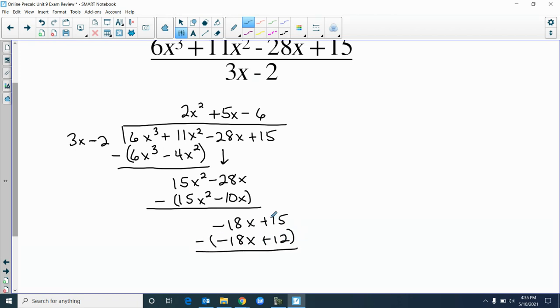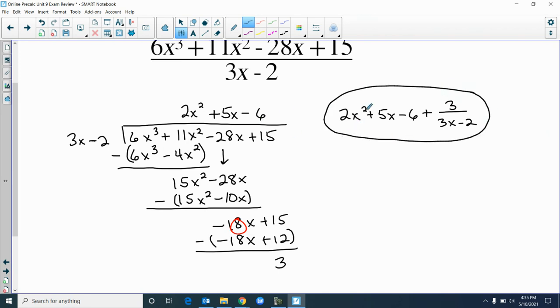Subtract that whole thing, and that ends up giving us 0 for this piece, but I get 15 minus positive 12, which is 15 minus 12, which is 3. That's a constant. That degree is less than 3x minus 2, so that means we're done. Your quotient, so our answer is 2x squared plus 5x minus 6. And then we always take our remainder and put it over the original divisor, which is 3x minus 2.